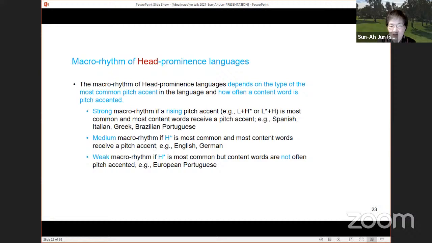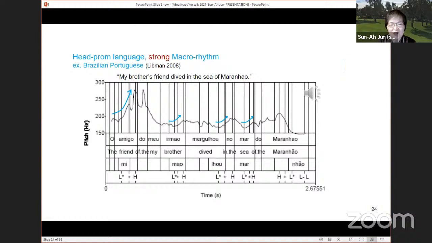I will show some examples from two different varieties of Portuguese. Brazilian Portuguese generally has a pitch accent on each content word, and the pitch accent type is the rising type, L*+H, for every one. The sentence is: the brother's friend dived in the sea of Maranhão. Friend is pitch accented, brother gets pitch accented, and dived, sea, and Maranhão. And as you see, each pitch accent is rising, rising, and rising. Okay, the sound: O amigo do meu irmão mergulhou no mar do Maranhão. So the tonal rhythm is pretty strong, a high, strong macro rhythm.